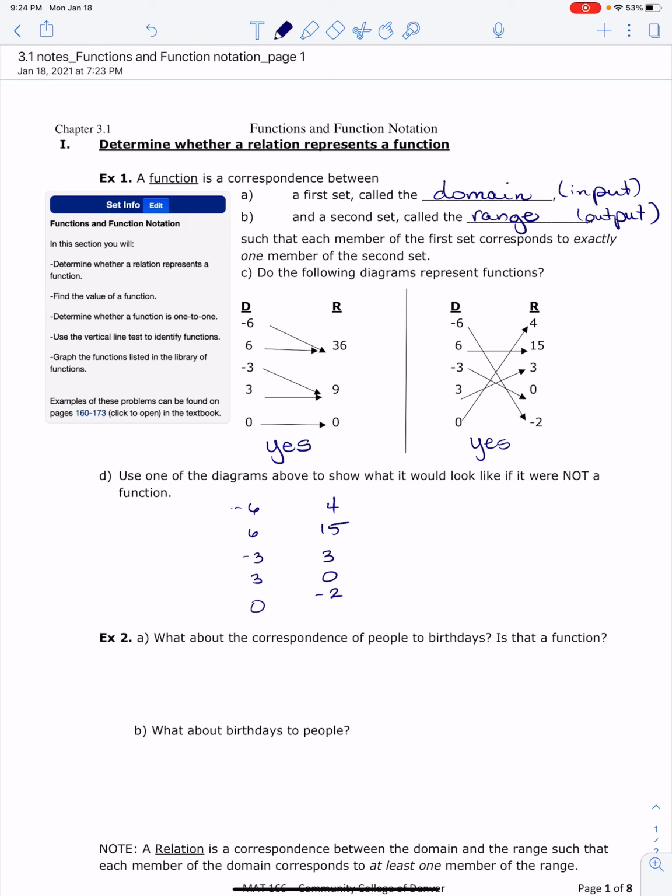And suppose that my -6 goes to 4 and my 6 goes to 4. That's fine. We're going to make my -3 give me a 15. My 3 is going to give me a 3, and my 0, we're going to go to 0 or to -2, which means that if I tell you x equals 0, you're going to tell me that y equals 0 or y equals -2, and that creates a problem for us. If x equals 0, then y equals 0 or y equals -2, that would make this not a function.